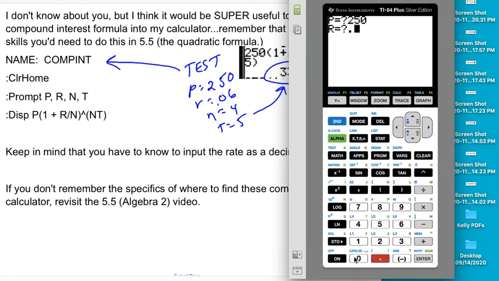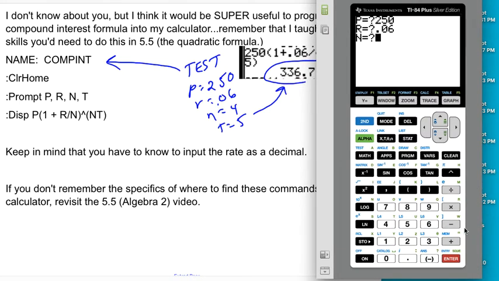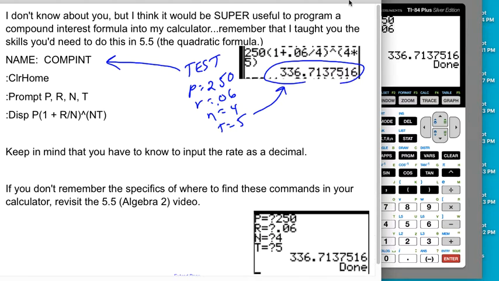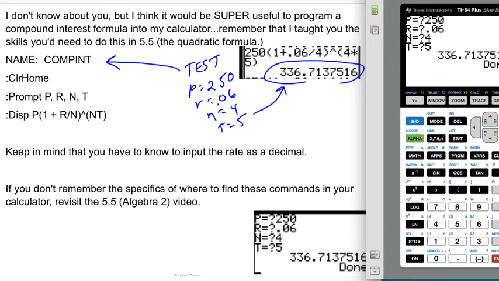My r is 0.06. My n is 4. And my t is 5. We hit enter, and let's see how it turns out for us, but it looks right to me. So let's go ahead and drag this over and compare. Hey, look, there we go. We're all good. So we did a test case, we made sure that it works, and we're all good. So keep in mind you have to input the rate as a decimal, and again, we did just walk through how to make this program, but again, if you want to visit my program specifics, we did it in 5.5 of Algebra 2.